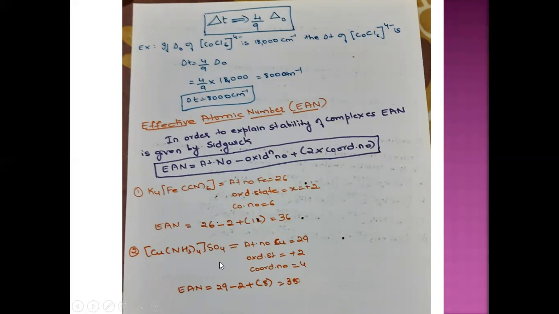Next is [Cu(NH3)4]SO4. What is the atomic number of copper? It's 29, right? Oxidation state is plus 2, because NH3 is 0, X minus 2 is equal to 0, so X is equal to plus 2. What is the coordination number? Ammonia is again a monodentate ligand, 4 ligands are there, so coordination number 4. So EAN will be atomic number 29 minus the oxidation state 2 plus 8, which is 35. So 35 is not equal to 36, right? So it will not obey the EAN rule, or it cannot acquire the next noble gas configuration.